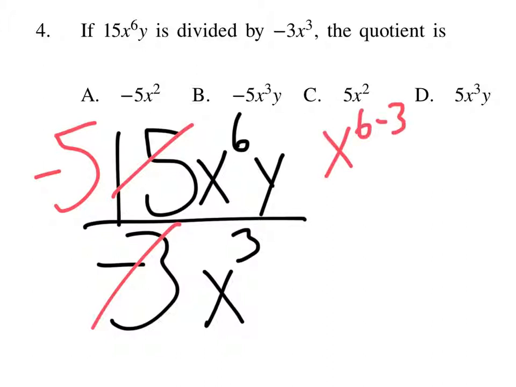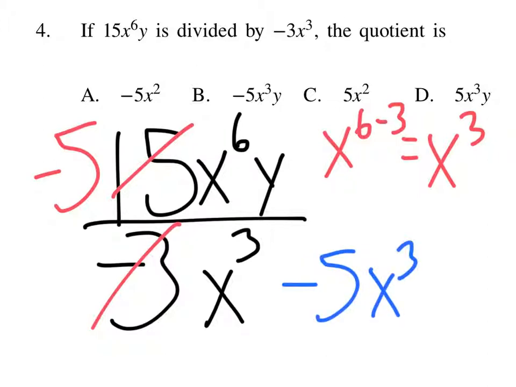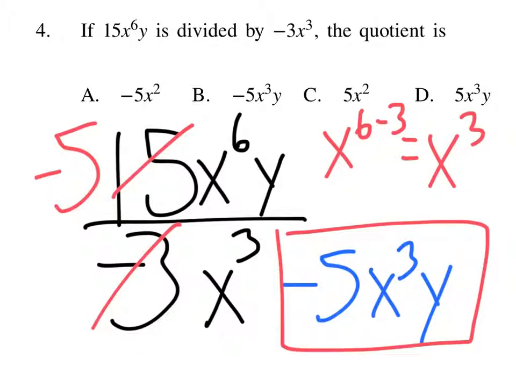And that's going to give us x to the third. And so far we have negative 5x to the third, and then all I see is just 1y. So that's not going to change. We're going to simply add that to here. We can't do anything with it. And this is our answer. Let's see if that's an option. And it certainly is. It is option number B. Letter B. Excellent.